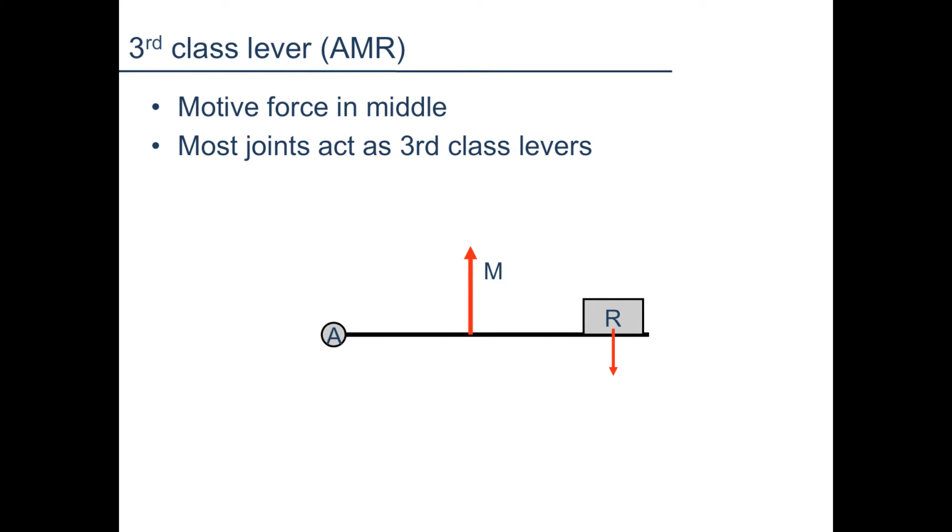The third-class lever system has the motive force in the middle. Most of the joints in our body act as a third-class lever system. This is because the muscles typically insert very close to the axis, or the joint, and the resistive force is applied further away from the axis.